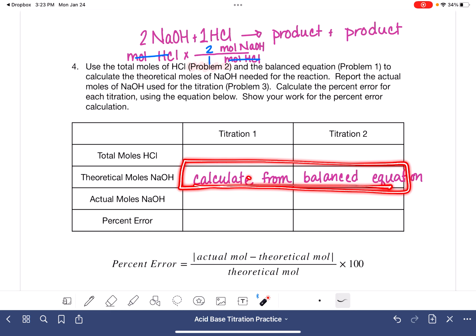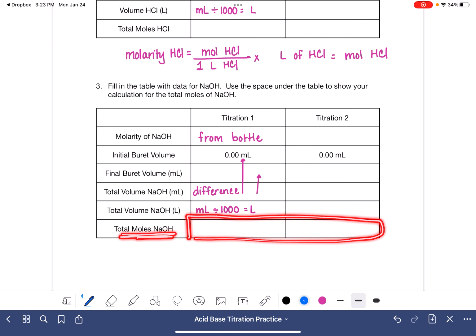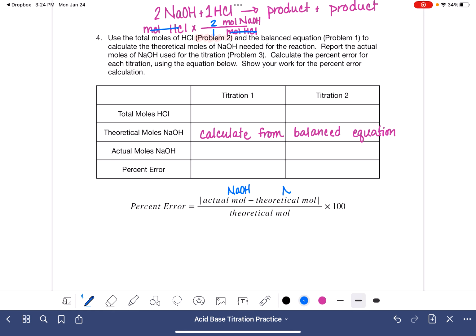The actual moles of NaOH, this is going to be the numbers that you calculated from your data. So in these two boxes, total moles of NaOH, this is what we are calling your actual moles. This is how much you actually used. You'll copy that into this spot, and then you'll use this equation right here to calculate your percent error. You're going to plug in your actual moles and your theoretical moles of NaOH. So both of these are for NaOH. This one is also for NaOH. We're not using moles of HCl in this equation. Divided by your theoretical moles of NaOH, that'll give you your percent error.